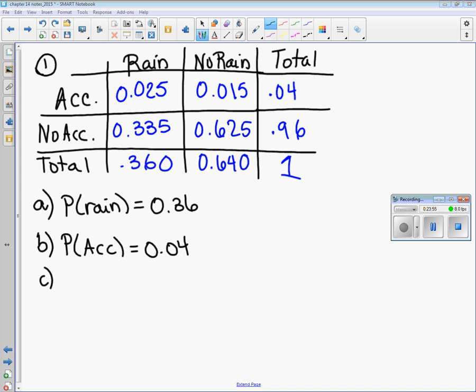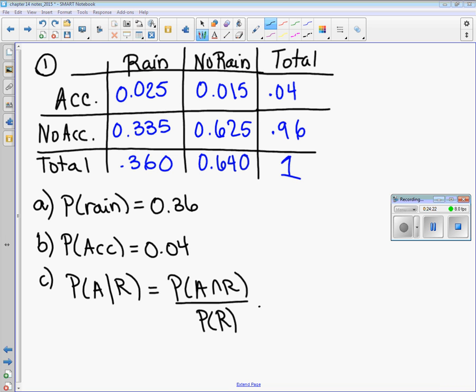What is the probability of accident given that it's raining? I'm going to put R here just for rain, but it's the same thing. They wrote it as B here. I always like to put the letter so it helps me. And it even gives you the formula. Aren't they nice? I almost never will do that. You'll have to know to do that yourself. It's on your formula sheet, okay? So it's just the probability of accident and raining divided by the probability of raining.